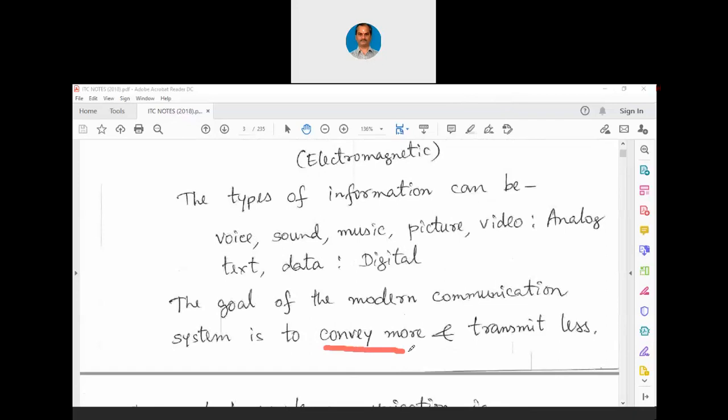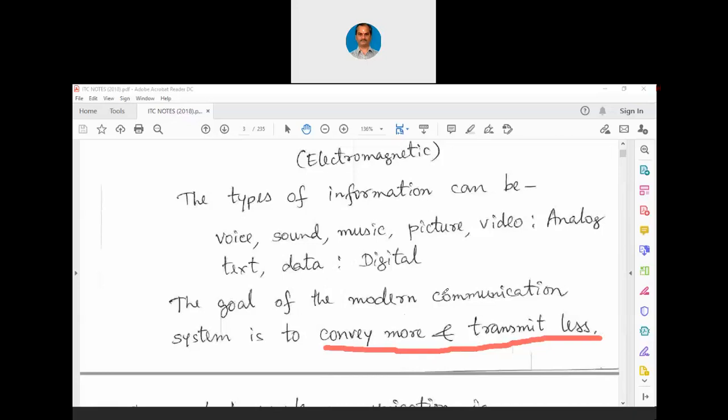So what is the goal of the communication system now? The goal of the modern communication system is to convey more and transmit less. Please remember this particular sentence. The goal of the modern communication system is to convey more and transmit less.